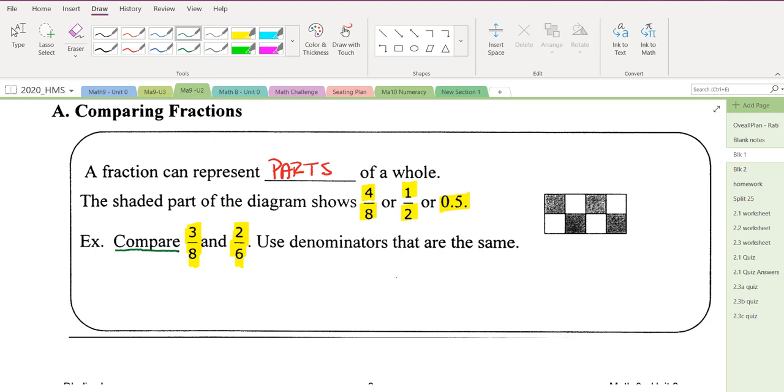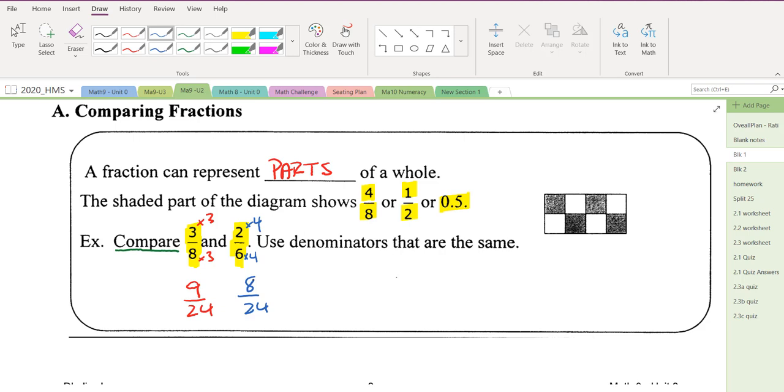So this one on the left, we multiply by 3, the top and the bottom. So we ended up with 9 over 24. And 6 times 4 was 24, and 2 times 4 is 8. So now we have the fractions with a common denominator, so we can compare them.